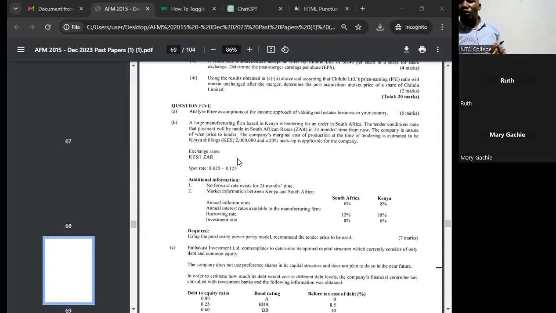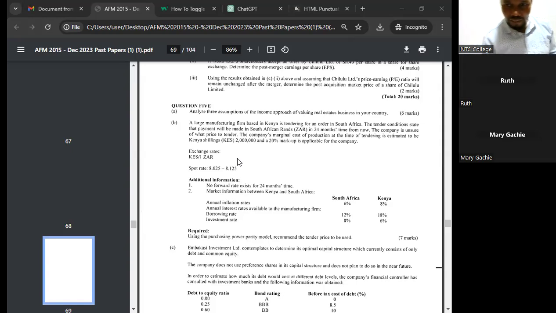Now the company's marginal cost of production at the time of tendering is estimated to be Kenya shillings 2 million, and a 20% markup is applicable for the company. So their cost of production is 2 million, but whenever they are tendering, they add a small profit of 20%. So that means that in Kenya shillings, how much would they have quoted? If it was Kenya, they could have charged 2 million plus 20% markup, which is the profit. How much in Kenya shillings would that be in total?